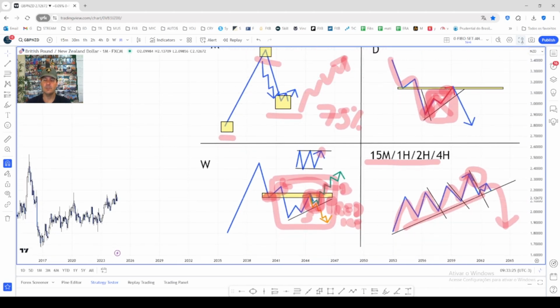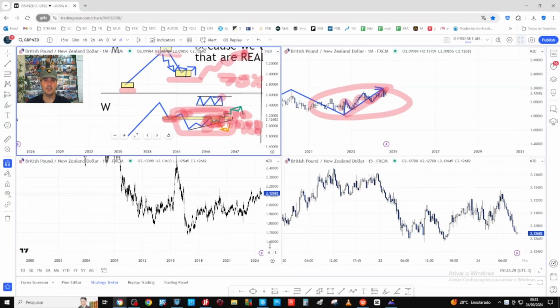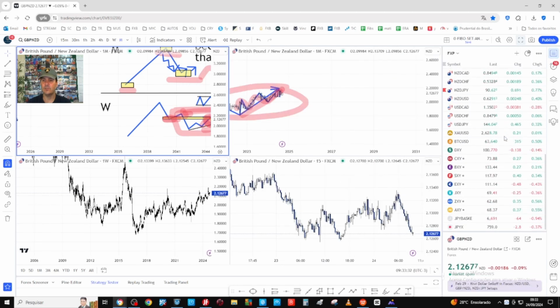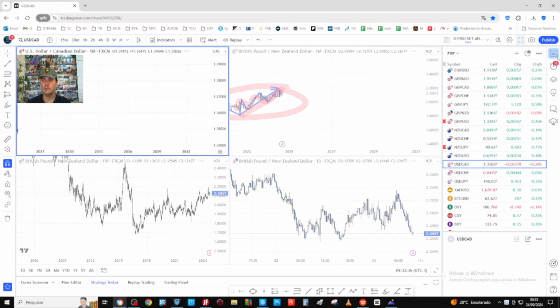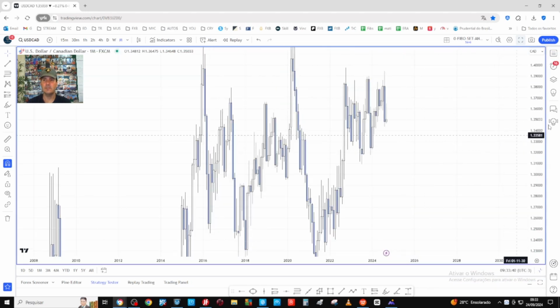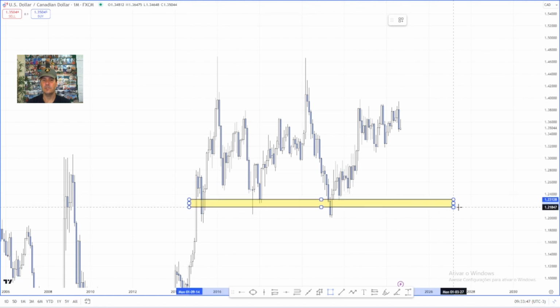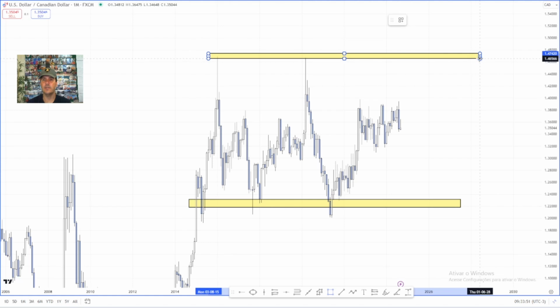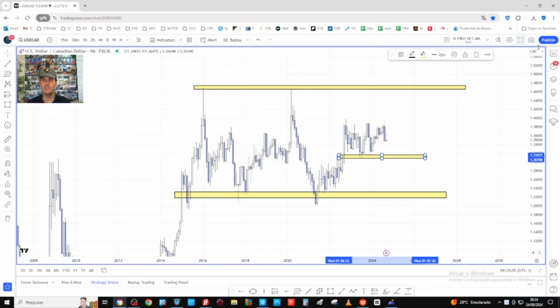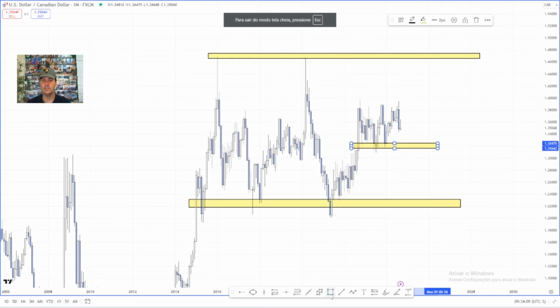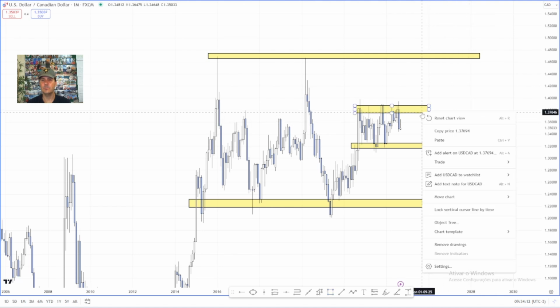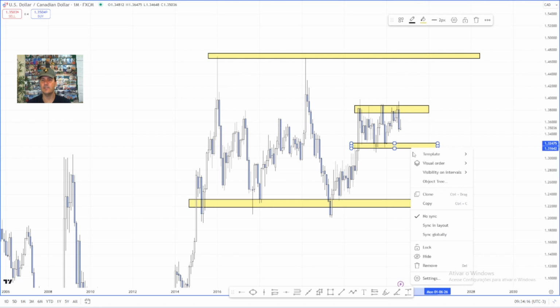Alright, I promised you, just quickly before we finish for today, USD CAD. Looking here, consolidation on the daily and the monthly and the weekly. Right click, sync in layout, right click, sync in layout, and now you have an even smaller consolidation. You have an even smaller consolidation. See in here? Right click, sync in layout, right click, sync in layout.